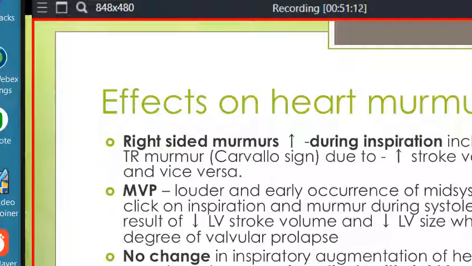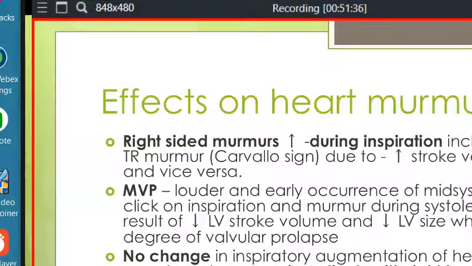What about the effects on heart murmurs on inspiration? All right-sided murmurs increase during inspiration because of the increased RV stroke volume, and vice versa. What happens to the mitral valve prolapse murmur? The mid-systolic click occurs earlier and the systolic murmur is louder on inspiration as a result of reduced LV stroke volume and reduced LV size, which increases the degree of valvular prolapse.